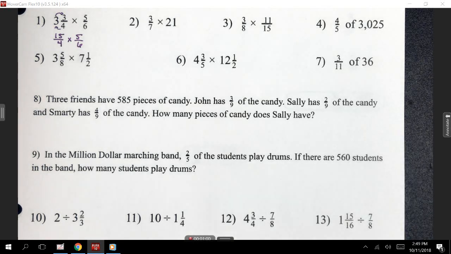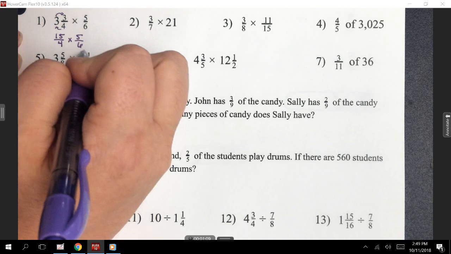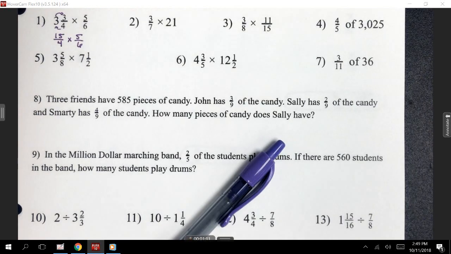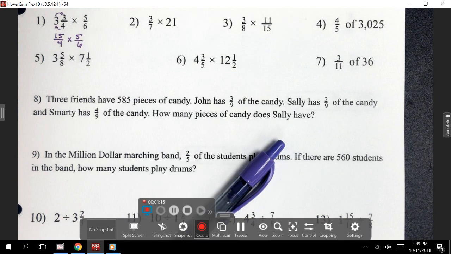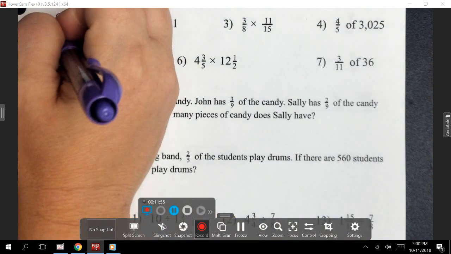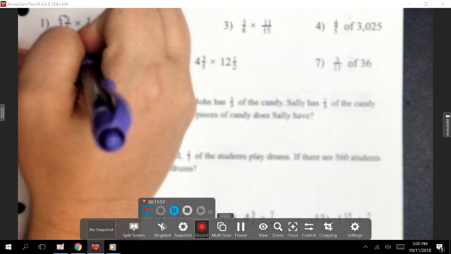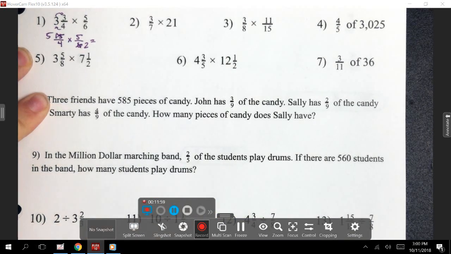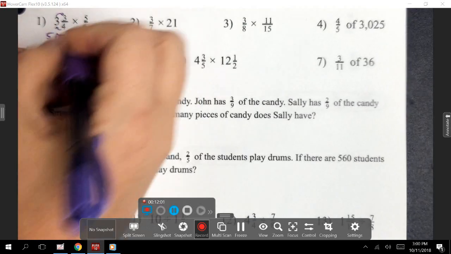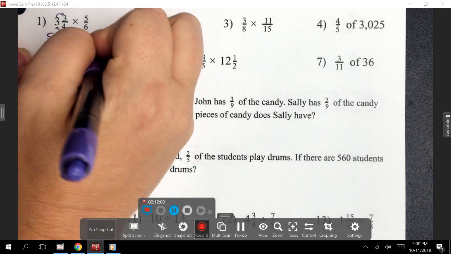When I look at 15 over 4 and 5 over 6, I want to see if anything will simplify. Please remember, one of the numbers that I love to use is 3. So I'm going to divide both of these by 3. So divide 15 by 3 and 6 by 3. So now that we're dividing these by 3, 15 becomes 5, 6 becomes 2. I multiply on top. 5 times 5 is 25. 4 times 2 gives me 8.